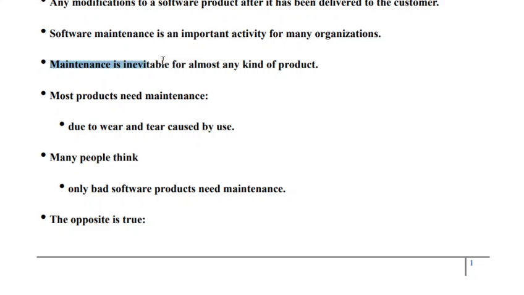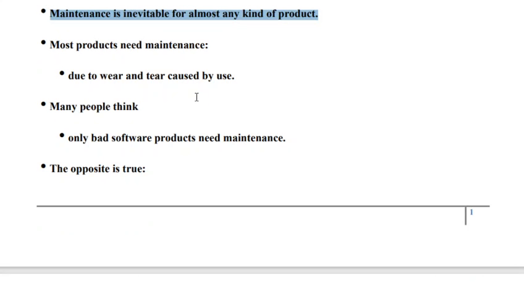Now, maintenance is inevitable for almost any kind of product. Just see, this is what we discussed. During the use time of the software application, the customer may come up with several demands, that may be for correction, for prevention, for perfection, and for adaptation. So there might be different types of demands that may come up from the customer regarding the software. In order to incorporate those demands into the software application, we need to perform software maintenance. Most products need maintenance because of the wear and tear caused by use.